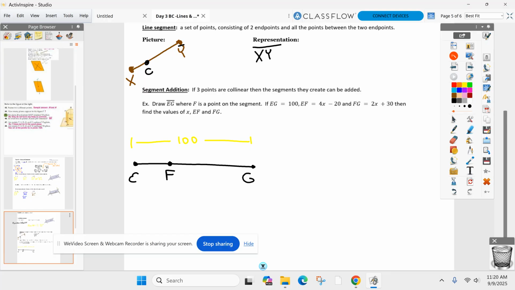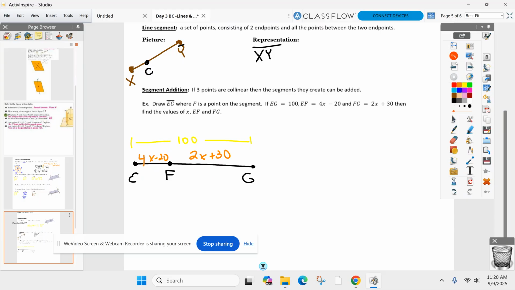The length of EF is 4x minus 20. I dropped the line segment symbol on FG too. That's 2x plus 30. We have 3 jobs right now. Find x, and then, what does EF with no line segment symbol mean? Find the length, the actual number. The answer is not 4x minus 20. Because the symbol was dropped, I want the length as an actual number, not variables.